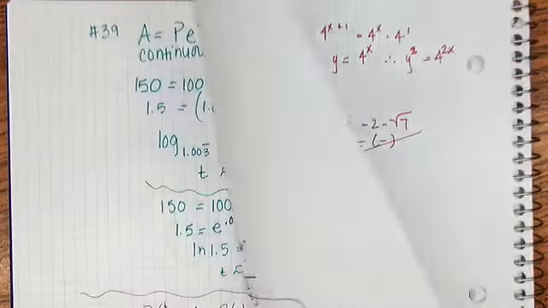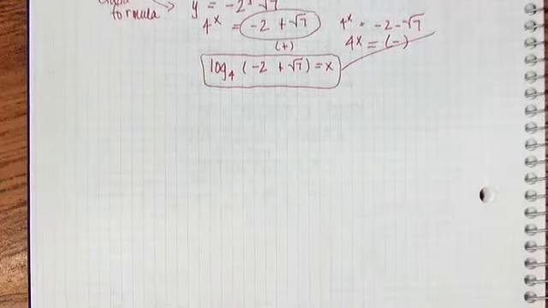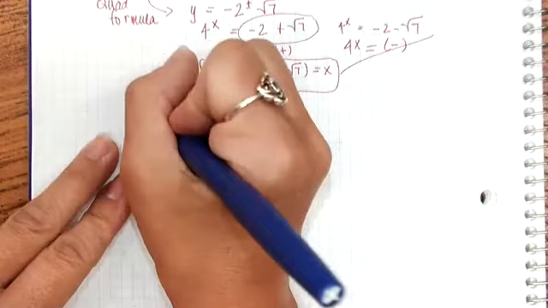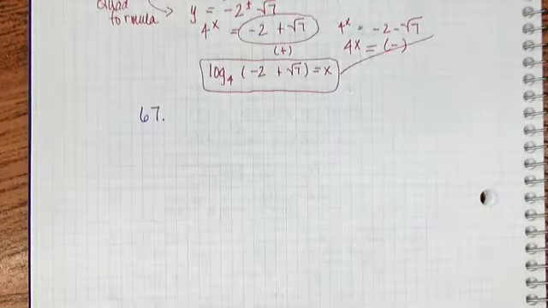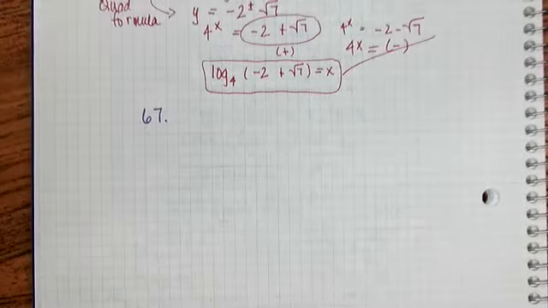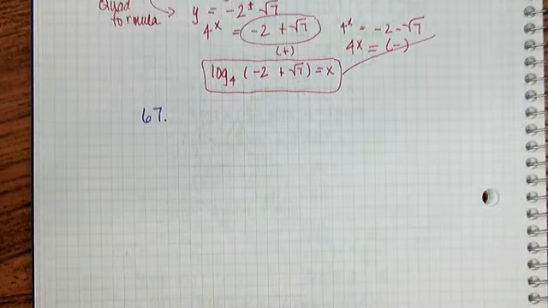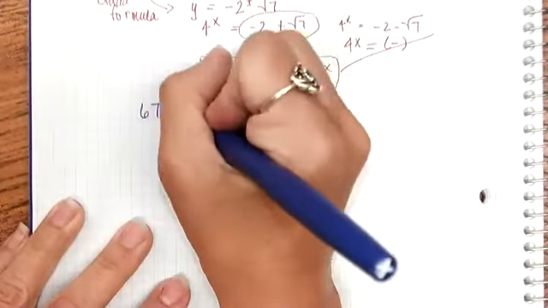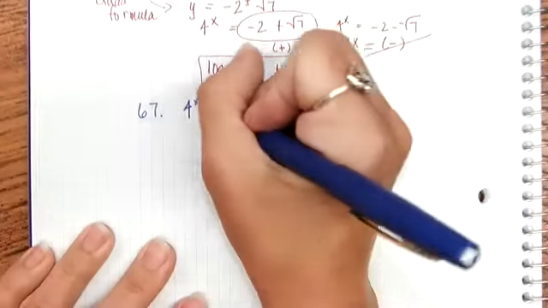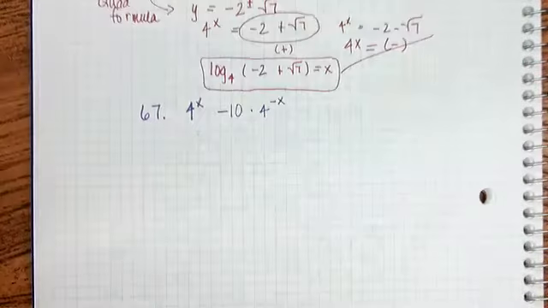Okay, the next question I believe was 67, and 67 is just like 59 and 61. So if you had a question on 67, I would recommend that you pause the video here, do the problem, and then come back and check my work. So 67 says 4 to the x minus 10 times 4 to the negative x equals 3.